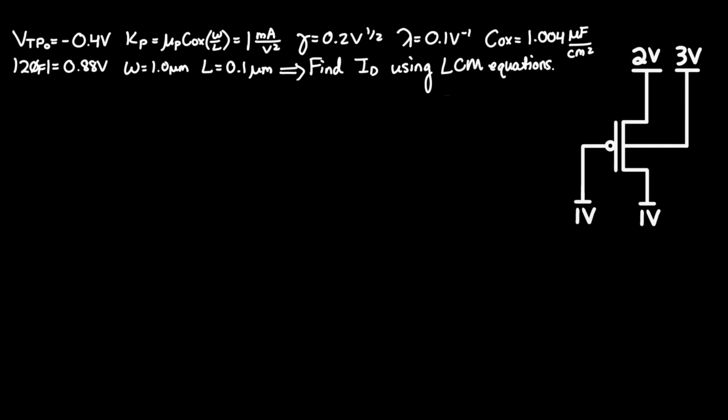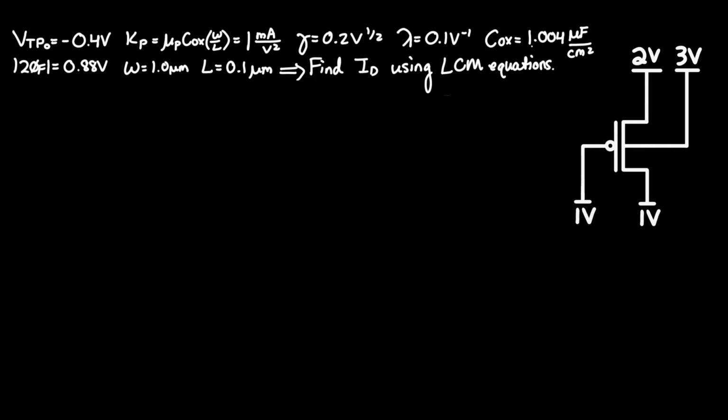Find the current ID using LCM equations of this PMOS transistor. We are given the following parameters. Threshold voltage equals negative 0.4 volts. Transconductance parameter Kp equals 1 milliamp per volt squared. Bulk threshold equals 0.2 volt to the 1/2. Channel length modulation equals 0.1 volt to the negative 1.